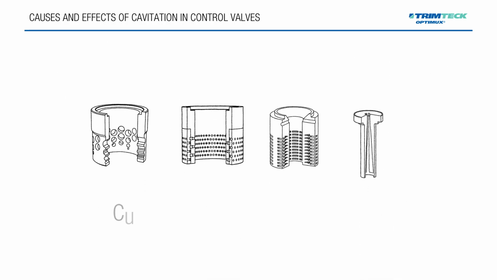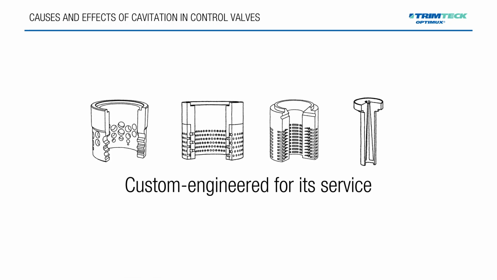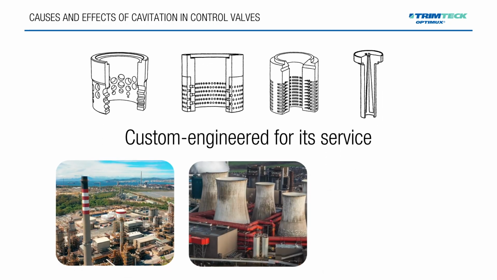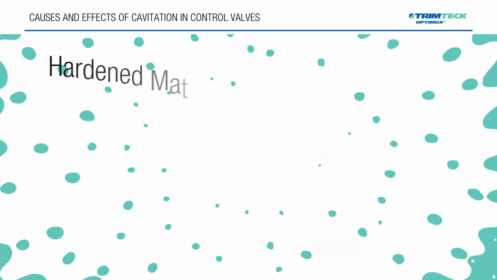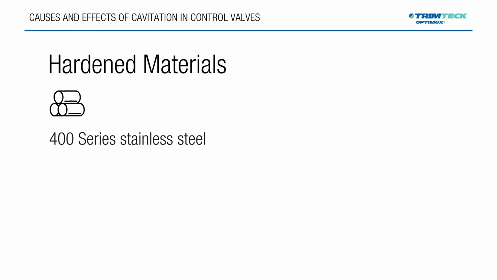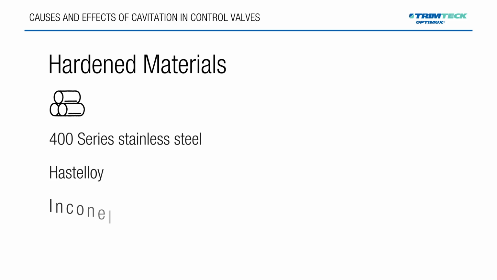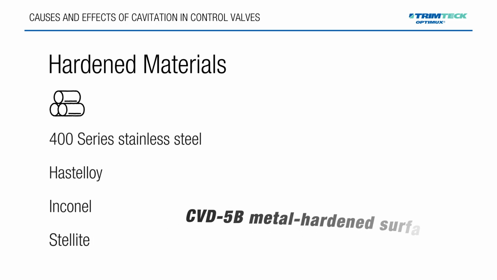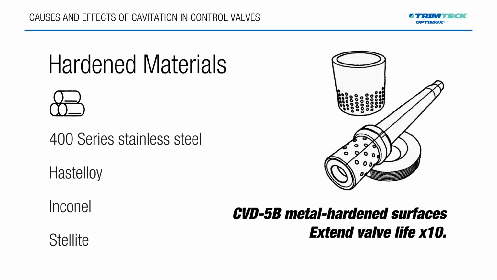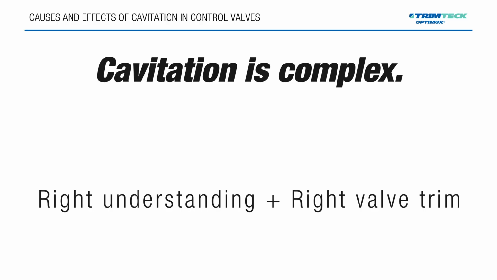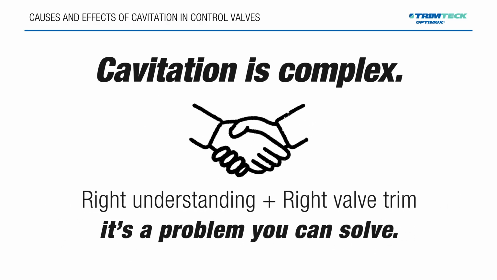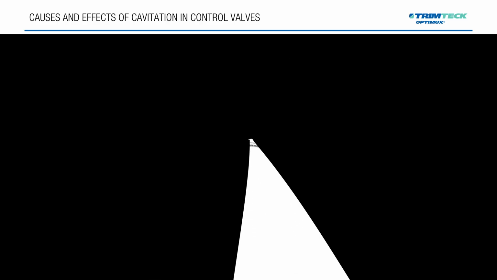Each trim is custom engineered for its service, whether water injection, boiler feed, or corrosive chemical flow, and available in hardened materials such as 400 series stainless steel, Hastelloy, Inconel, Stellite, or Trimteck's proprietary CVD-5B metal-hardened surfaces, which extend valve life by up to 10 times. Cavitation is complex, but with the right understanding and the right valve trim, it's a problem you can solve.